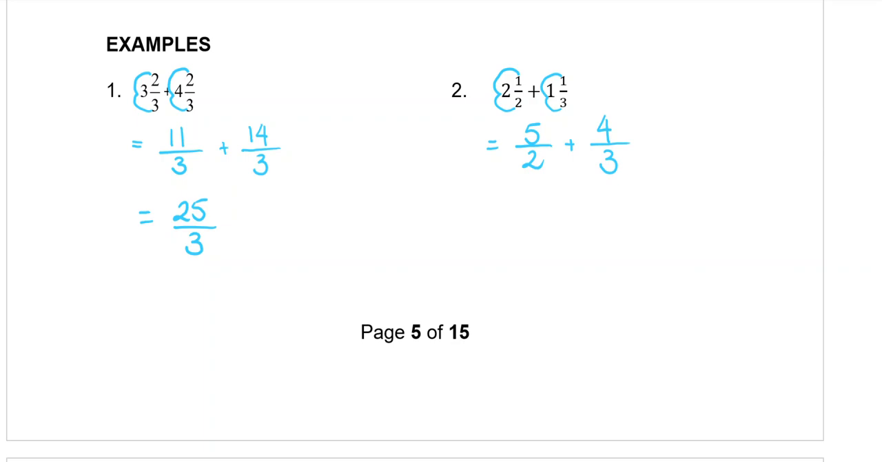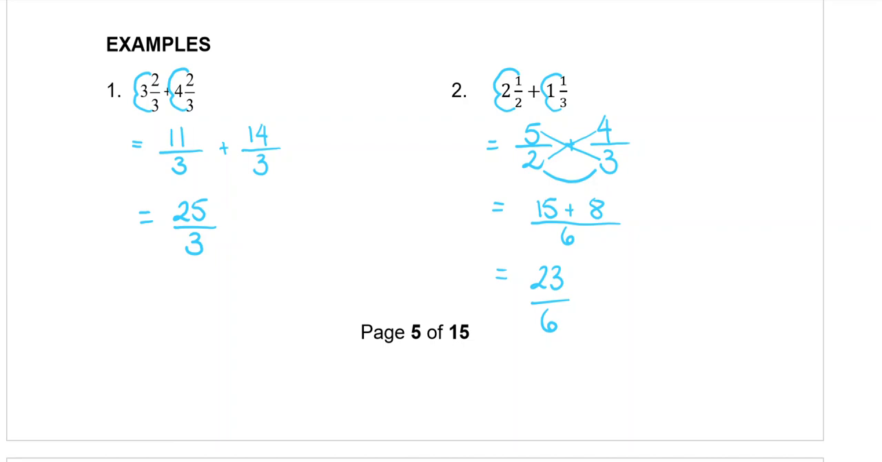Now this time my denominators are not the same. So I have to do my next two-step process. The first step is, let's times these denominators together. 2 times 3 is 6. Then times diagonally, 5 times 3 is 15, plus 4 times 2, which is 8. Then I just add the top numbers together. 15 plus 8 makes 23 over 6.